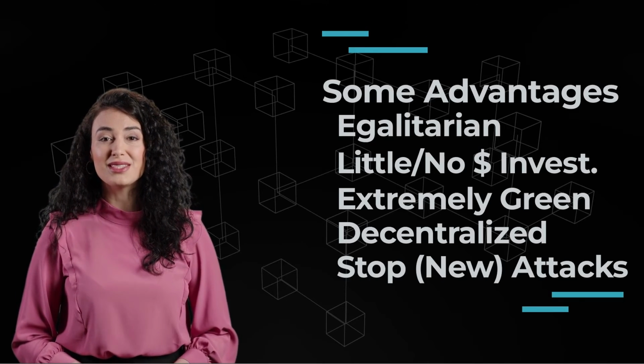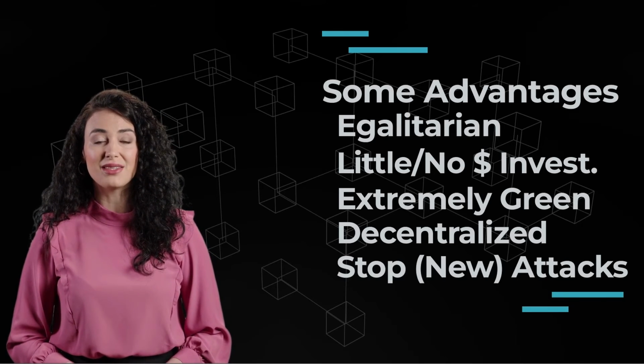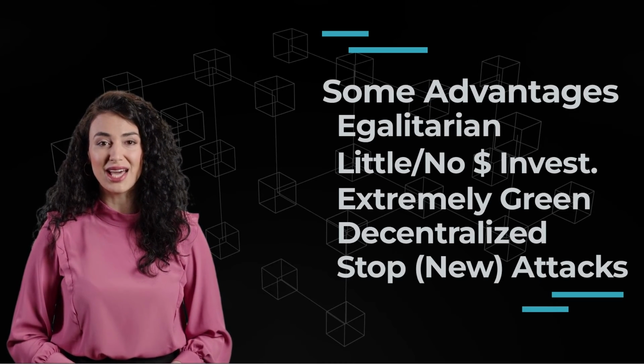Because of its great ability to detect and stop malicious patterns, proof of justice can therefore detect and fight back against a great number of attacks, such as 51% attacks.